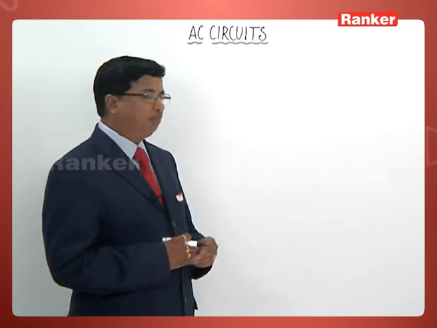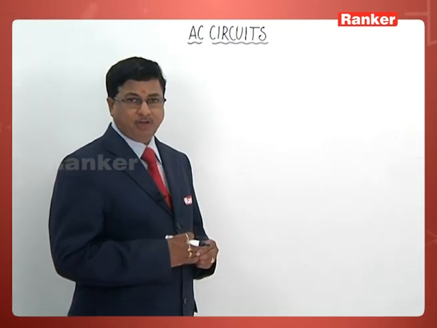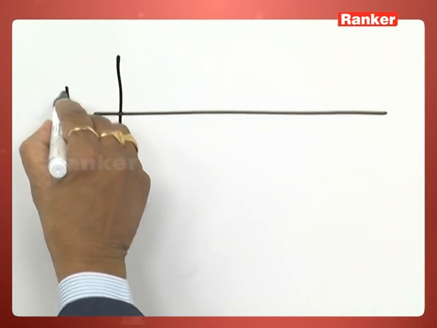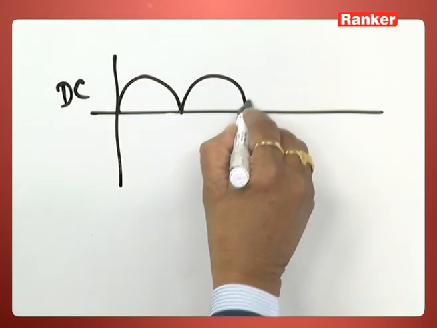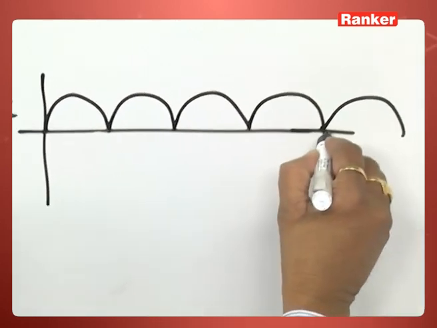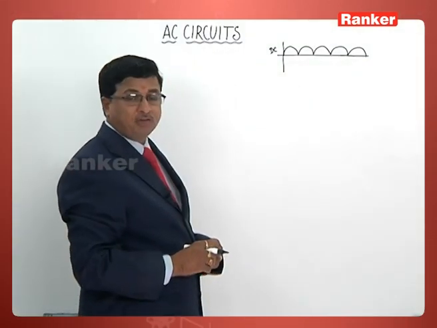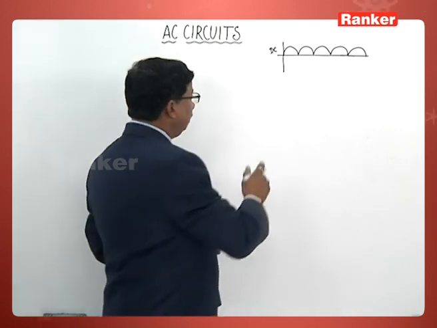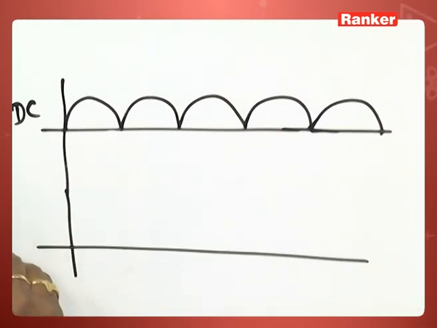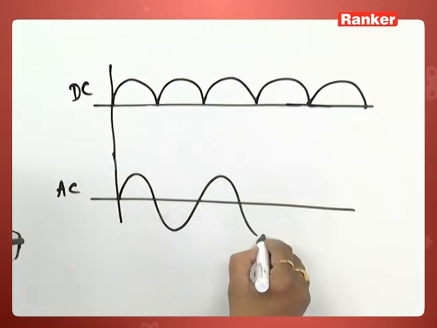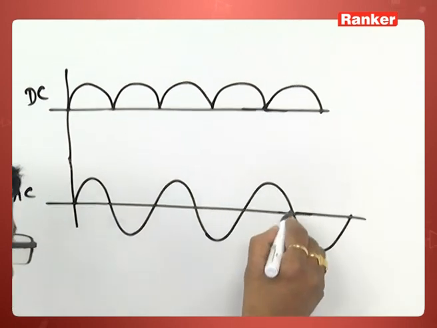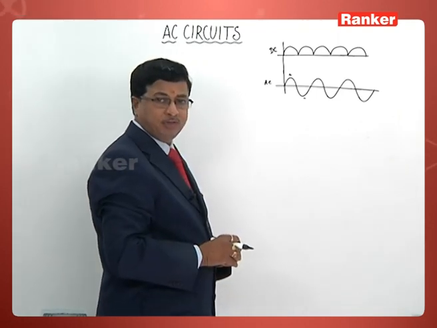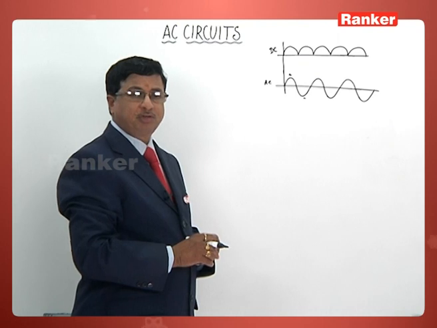Generally, while representing alternating current and direct current, for direct current we'll be having the peaks like this, all positive peaks, no variation in the polarity of them. Thereby, we call this DC or direct current. When we come across alternating current, we represent it with a sinusoidal wave. So you are finding positive and negative polarity variation. It's a sine functional wave we represent this with.